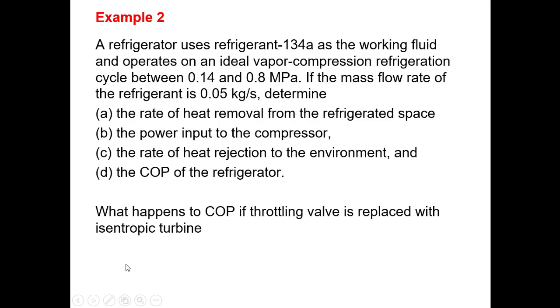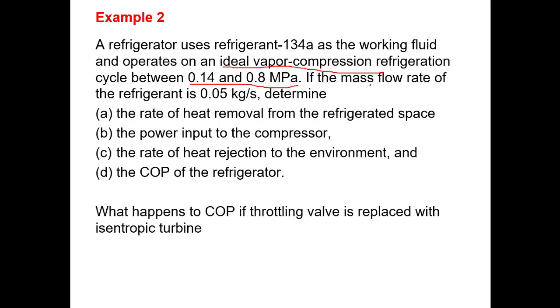Now, consider a refrigerator that uses refrigerant 134A as a working fluid and operates based on the ideal vapor compression cycle. That cycle operates between the pressures 0.14 and 0.8 megapascal. Basically, the vapor compression cycle operates at a low pressure and a high pressure. Low pressure is the evaporator and the high pressure is the condenser after the compressor.